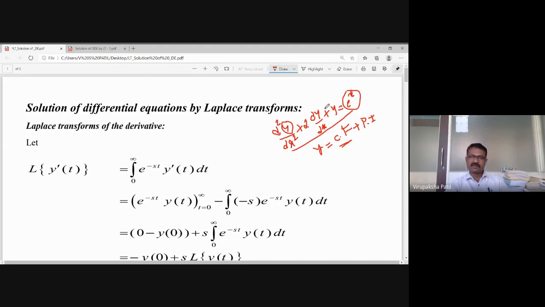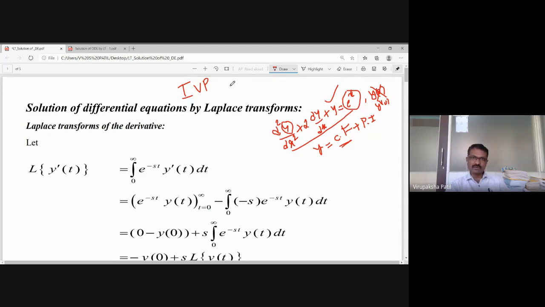To find those constants, sometimes they will give some conditions like y at x is equal to 0 is something, y dash at x is equal to 0 is something. These conditions are called initial conditions. If these conditions are given along with the differential equation, then it is called an IVP, an initial value problem. If these conditions are not given, you can directly say differential equation.